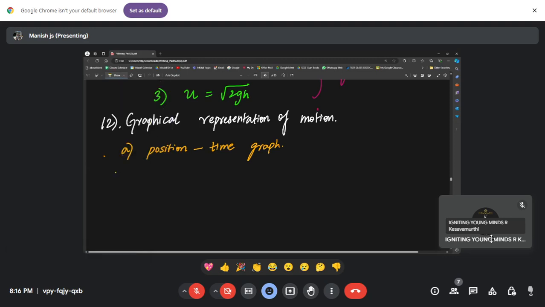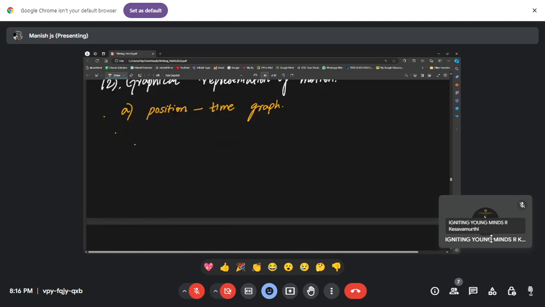So here in the position time graph, position is taken along the y-axis and time is taken along the x-axis. So always time is on the x-axis, keep that in mind. The x-axis is exclusively for time. So we express the position time graph by using the graphical method. Different aspects are there. Under this we will see the first category.